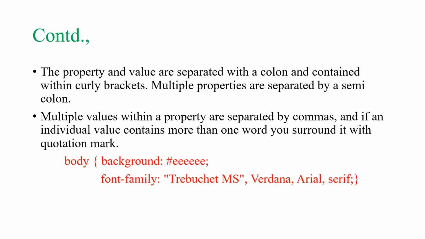The property and the value are separated with a colon and contained within curly brackets. Multiple properties are separated by semicolon. Multiple values within a property are separated by comma, and if an individual value contains more than one word, you surround it with quotation marks.